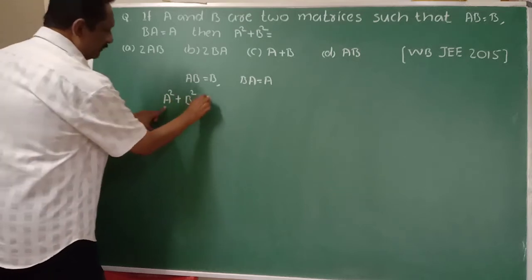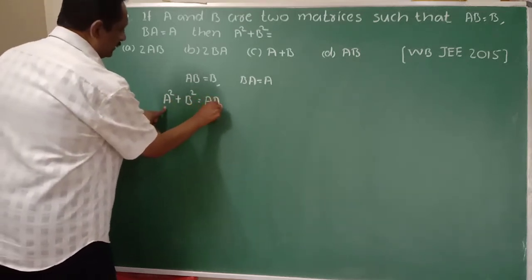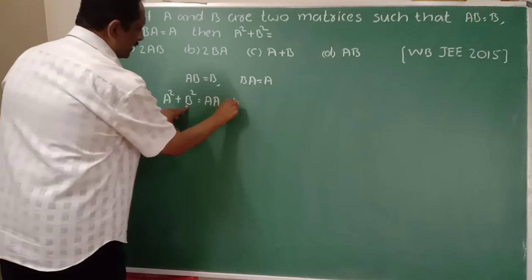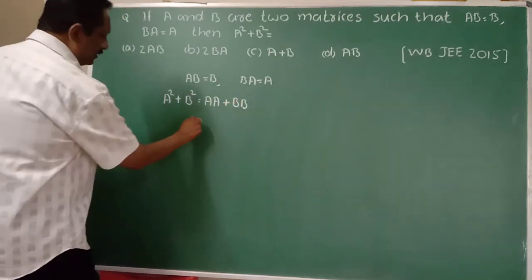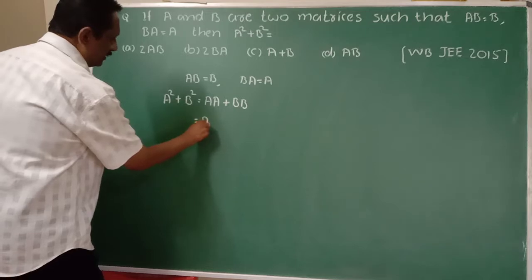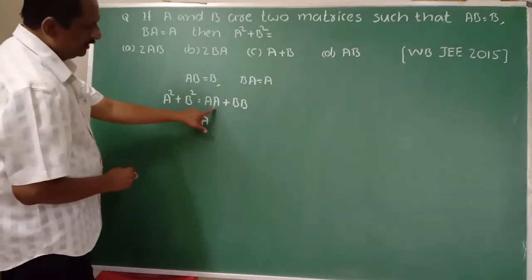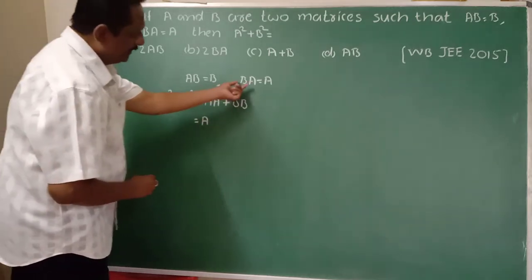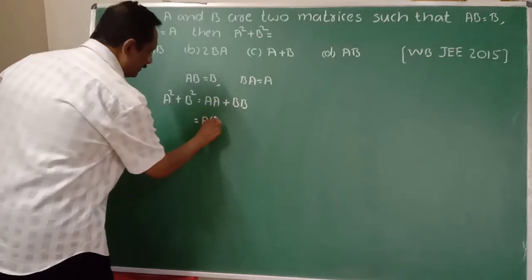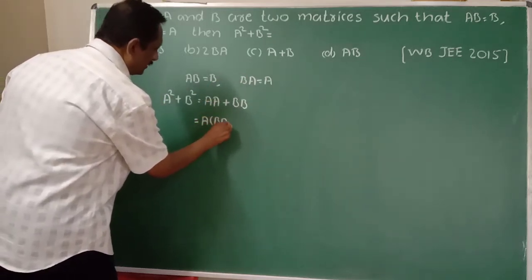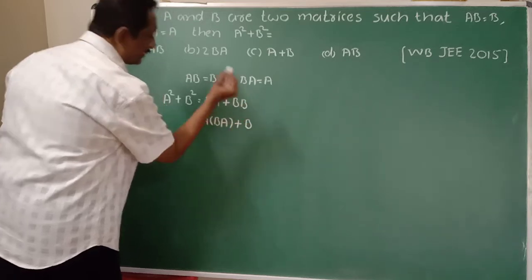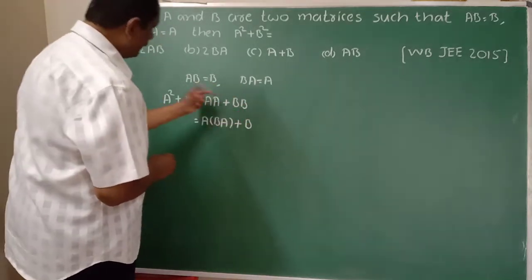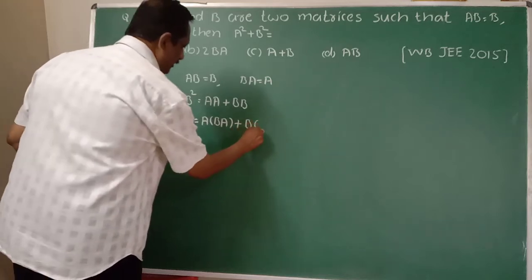Here A square can be written as A into A plus B square can be written as B into B. Okay. Therefore this equal to A into, here replace this A by BA. Okay. Replace A by BA. Then plus. Write this B as it is here. And replace this B by AB. So write here AB.